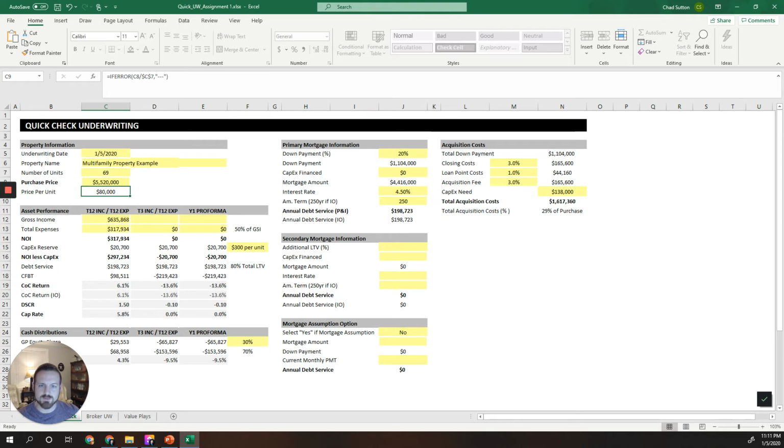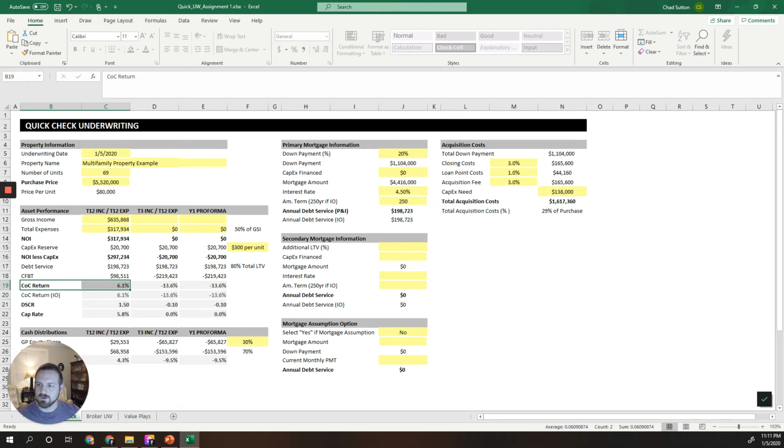So now you have some numbers calculating for the debt and the down payment. Let's see, debt service is about $198,000 a year. So when we take all of our expenses, CapEx reserves, and debt, we're left with CFBT, cash flow before taxes, of $98,511. Now ask yourself, cash on cash return of 6.1. Not looking too strong to me.